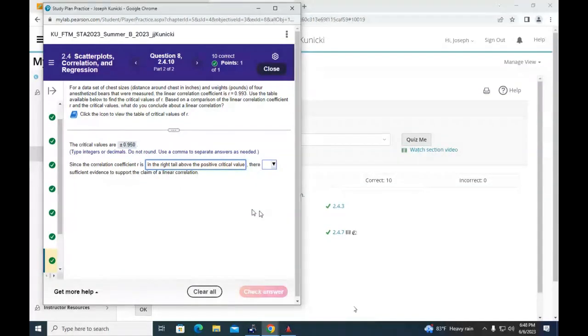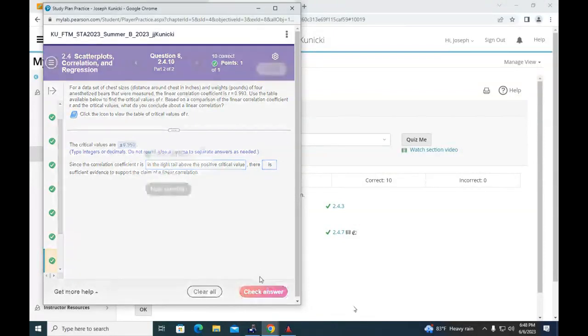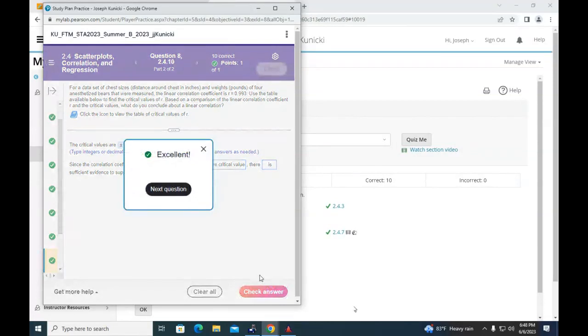And there is sufficient evidence to support the claim. Because this is the claim. I didn't write that, but this is the claim, that there is a correlation. It's just that the way it's set up, the only way to prove the claim is to reject the fact that the correlation is zero. And the only way to do that is to end up in a tail. It's just how they set up the test. It's the pro forma. It's how it's done.